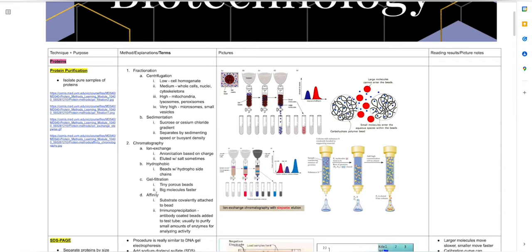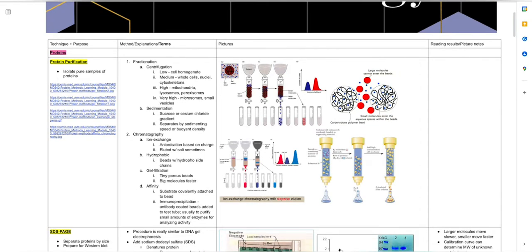And then affinity chromatography is basically where you have a substrate covalently attached to your bead, and then you use that to pull what you want out of the solution, and everything else ends up in a little test tube. So yeah, that's protein purification.